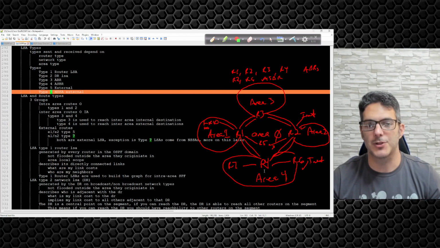In order for it to live anywhere else in the network, it has to be translated from type 7 to type 5, because type 5 LSAs are allowed outside of a not-so-stubby area. And that'll get propagated to area 0, 1, 2, and 3. So we'll see what that looks like as we get further down the road. But as you can see, that's basically how that comes into play.